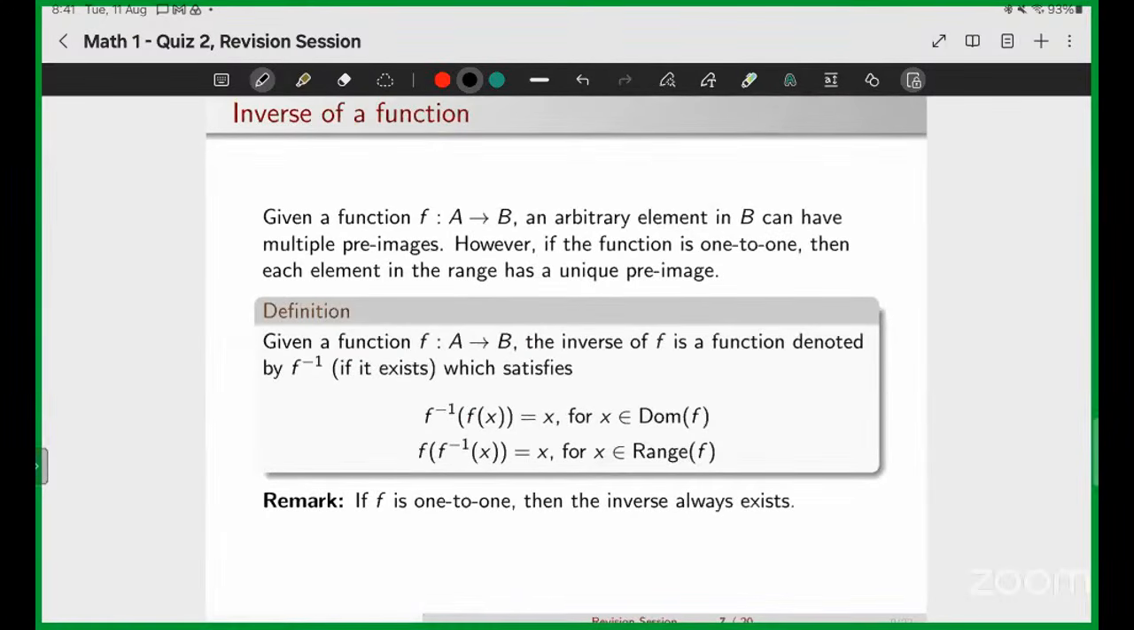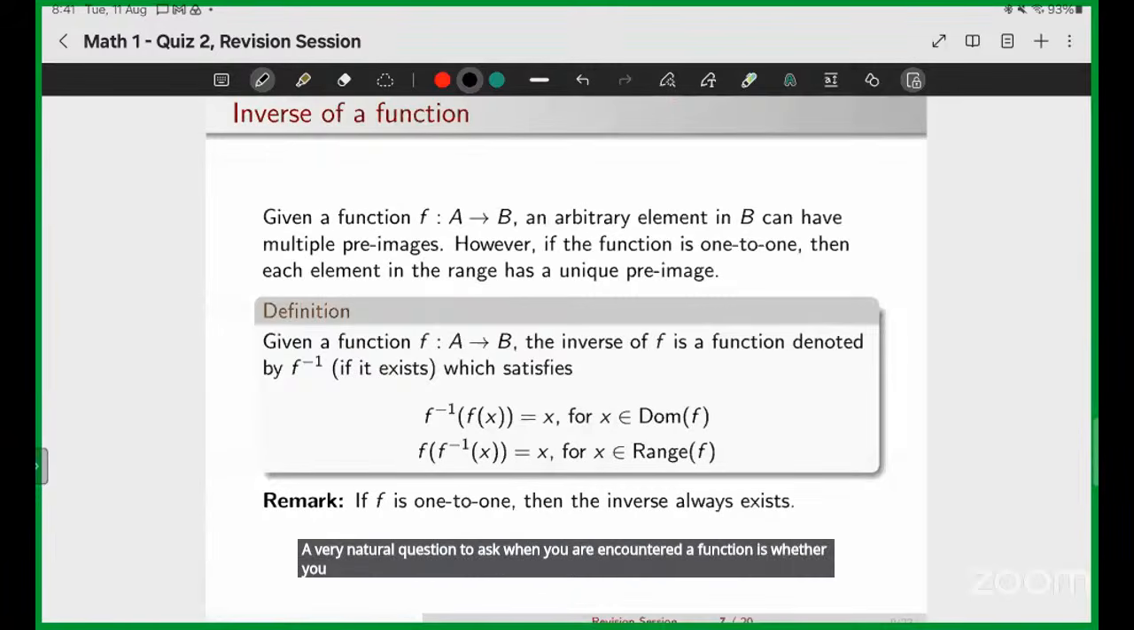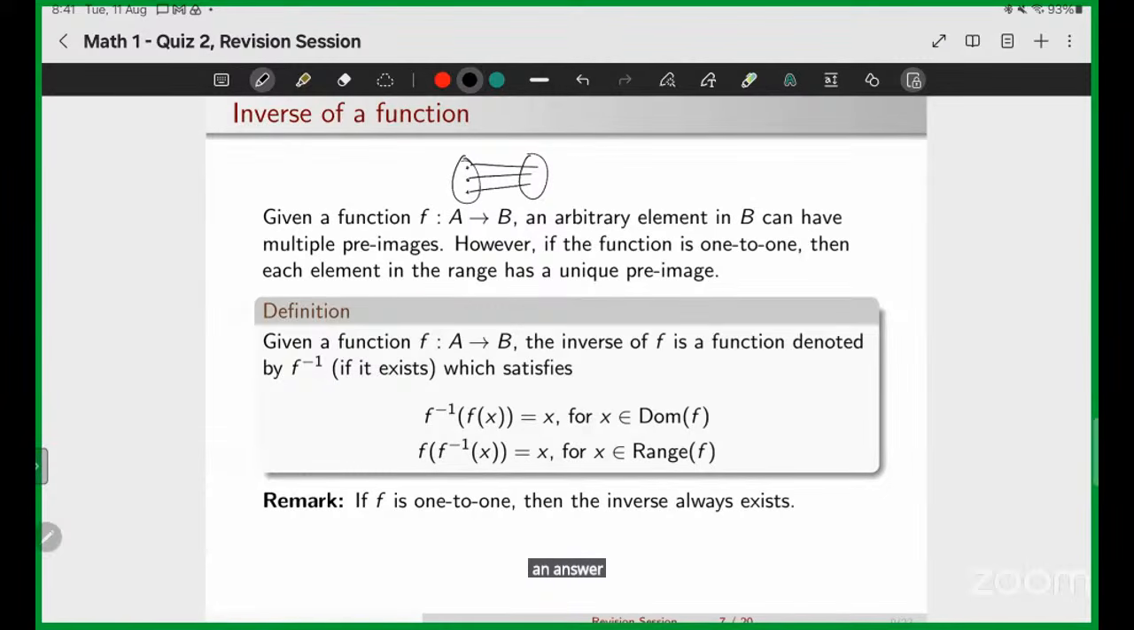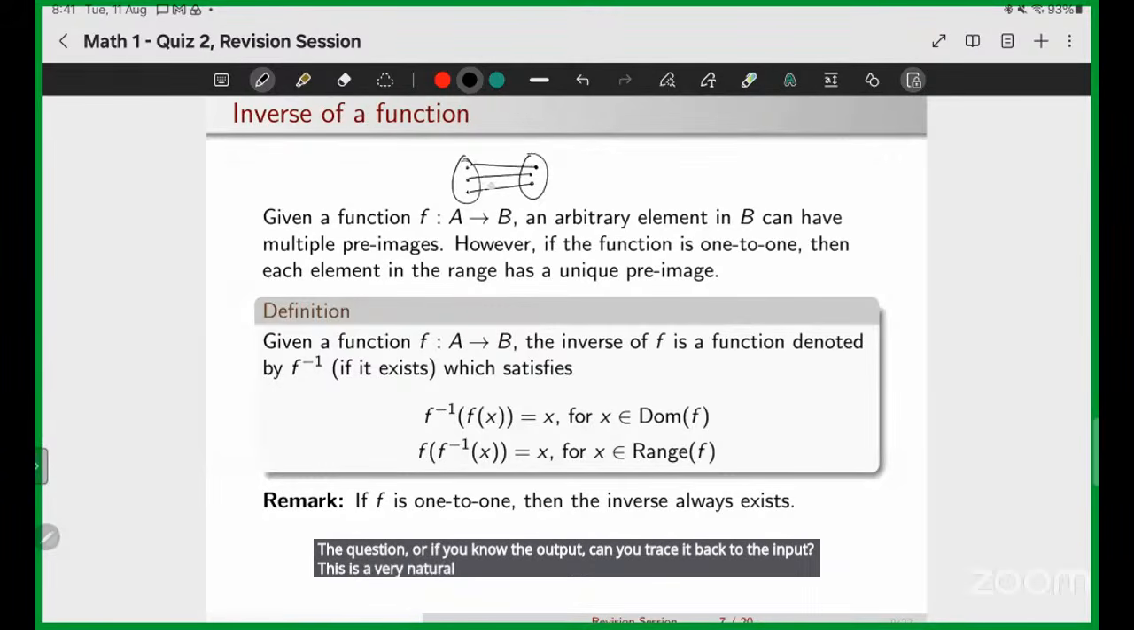Now, a very natural question to ask when you encounter a function is whether you can undo the process. As in, one way to think about functions is you have a set of elements, and then you do some operation and you get an answer. So if you know the answer, can you get back the question? Or if you know the output, can you trace it back to the input? This is a very natural question.